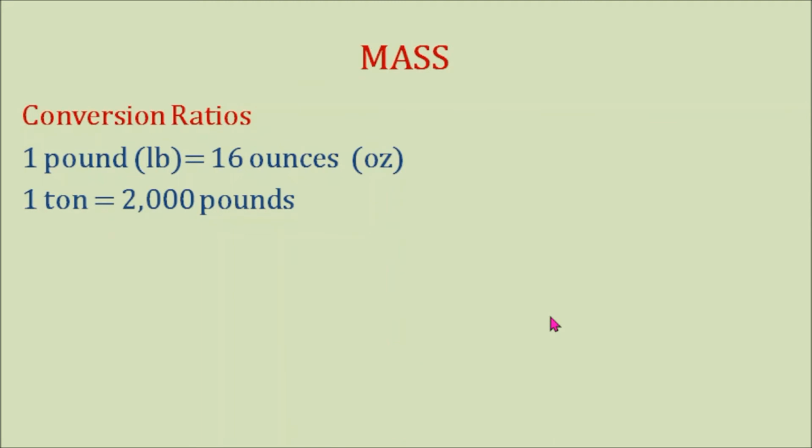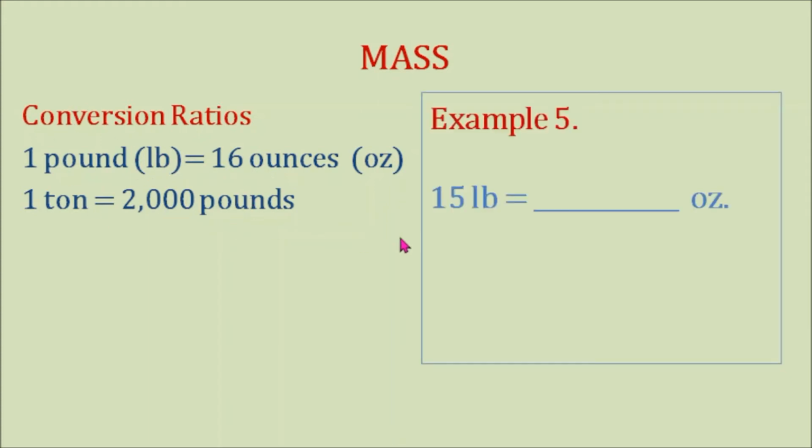Now, for mass, these are the conversion ratios. 1 pound or LB equals 16 ounces or OZ, and then 1 ton equals 2,000 pounds. So we will do examples using these conversion ratios. Example number 5. 15 pounds equals how many ounces?